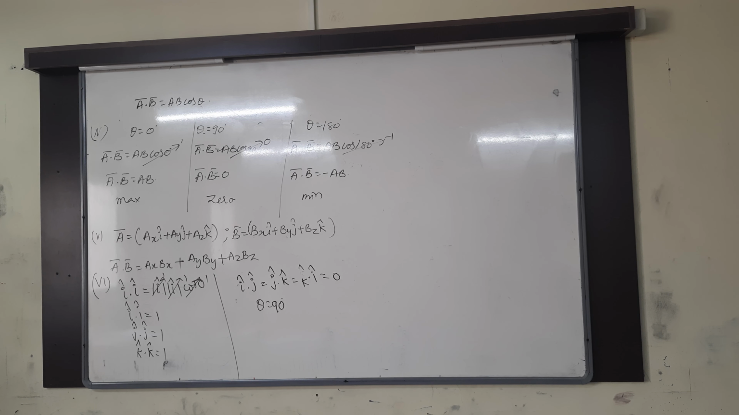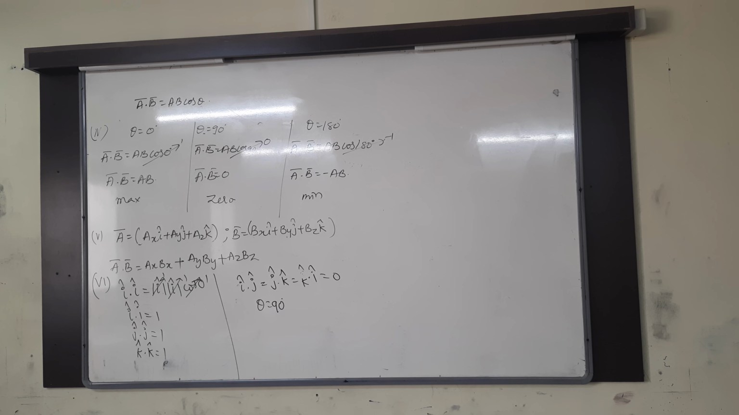Write a problem. Find the angle between two vectors. First vector a bar is equal to 2i plus j minus k. B bar is equal to i minus k. Do that. You have to find out the angle between them.